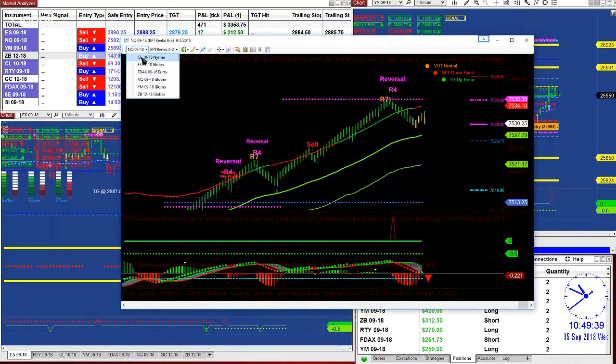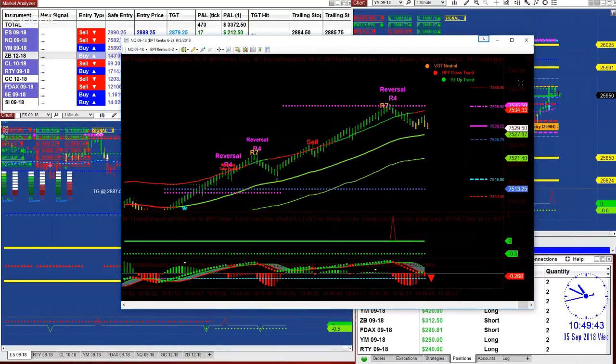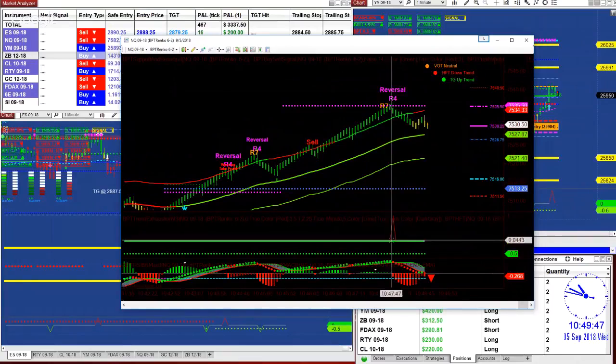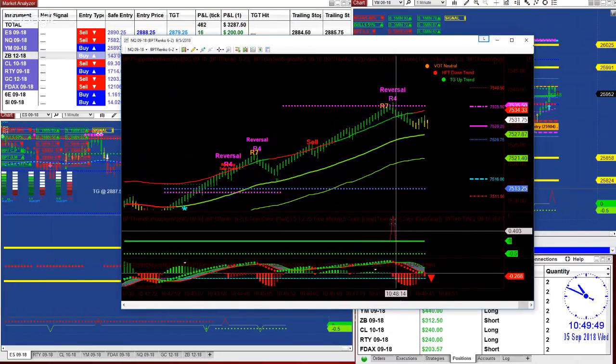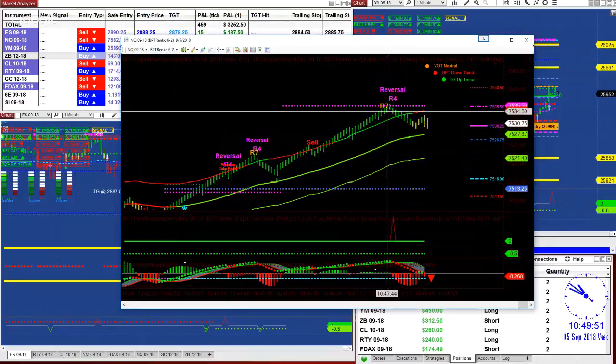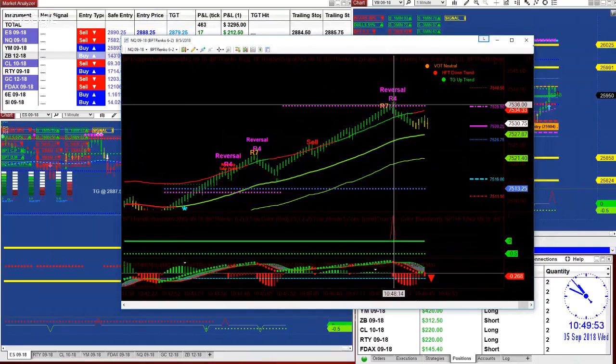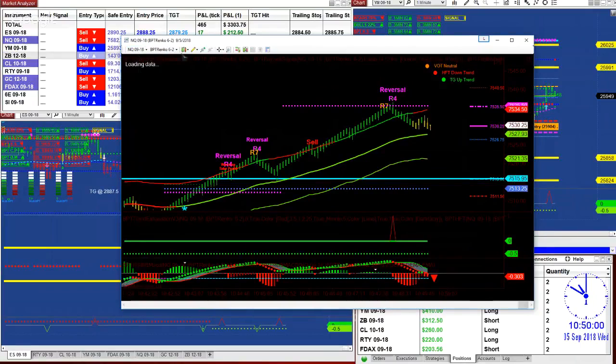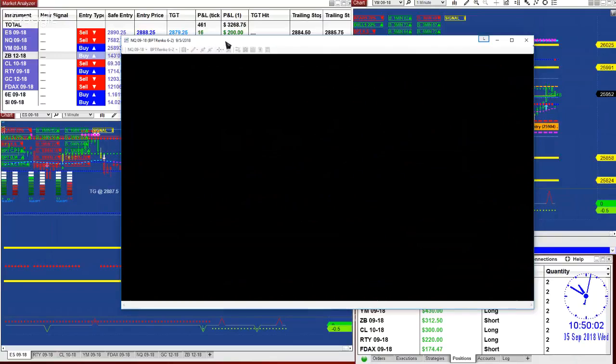Let's look at the CL, and that should have been a very nice reversal. And look, all of it in one line. You see? All of it is in one line. I missed it. Let's look at the CL situation, if there's any reversal.